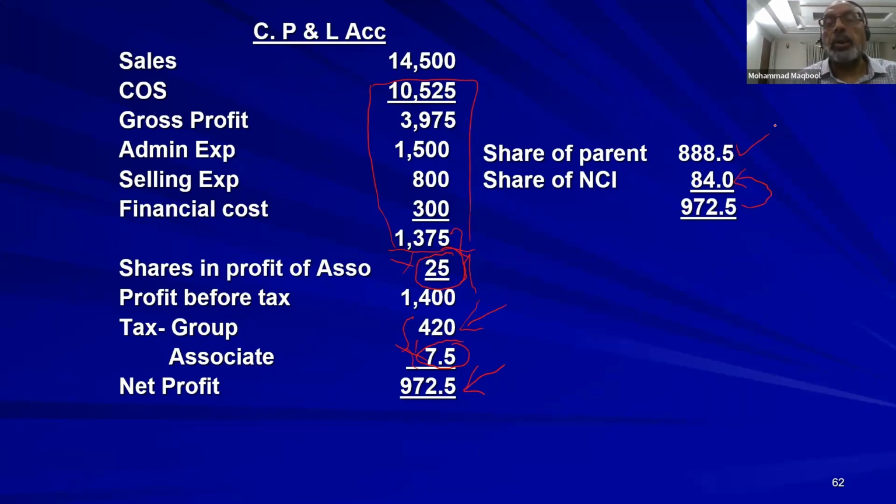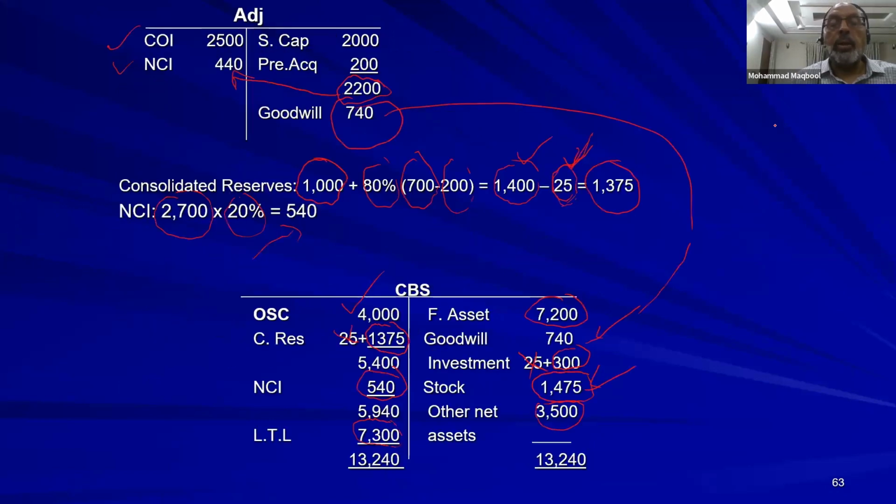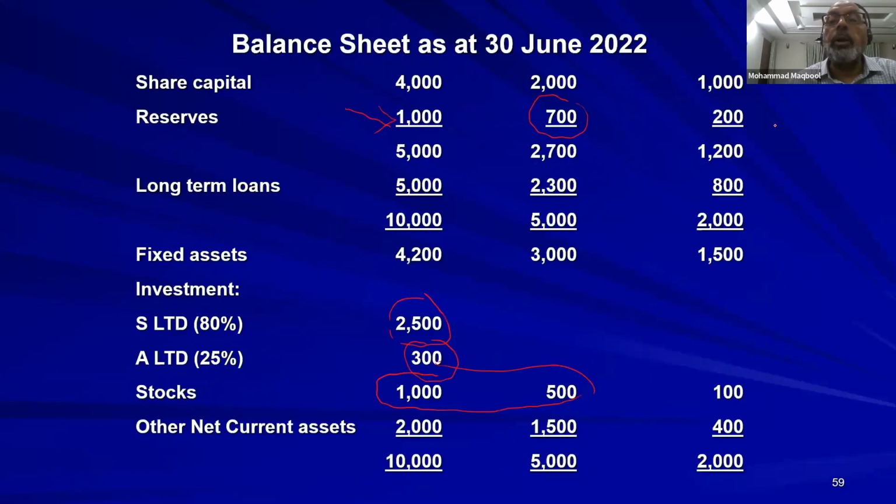And now I go to the balance sheet. The balance sheet is only one thing: just add 25. What is 25? Look at that. The reserve was 200 current, and at the date of acquisition it was 100. The difference between both is 100. The increase in the net assets is 100. 25% of this belongs to the investor, right? That's that 25.